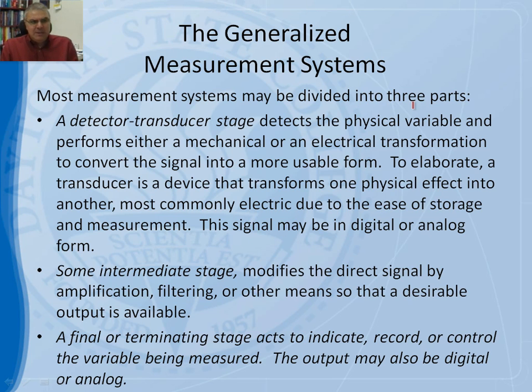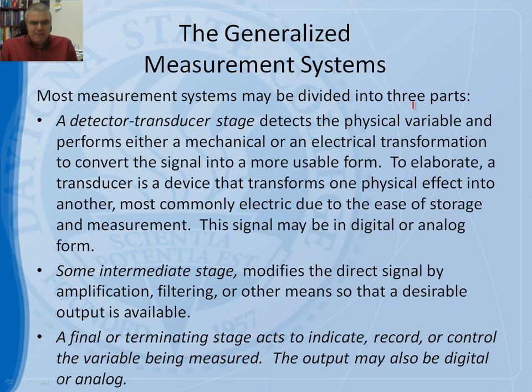If I want to discuss this more and elaborate on it, a transducer is a device that transforms one physical effect into another. Again, these are mostly electrical because they're much easier to store and much easier to measure. And the signal itself could be analog, it could be digital. You're not going to get too much into digital and analog. Those would be covered in your electrical courses, but it's important to realize that one of the most important parts of a measurement system is a detector transducer stage.